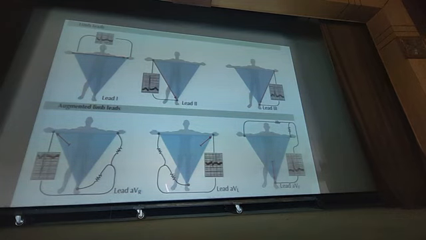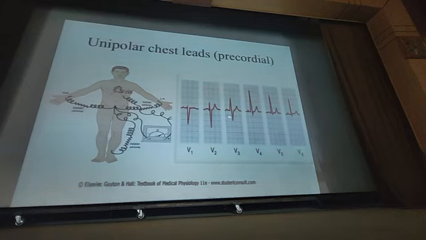Okay, so these are some of them. We have limb leads. Lead 1, positive on the left arm or left upper limb. Lead 2 is along the cardiac axis, that's why upward. This is lead 3. So these are the limb leads, and these are the chest leads.